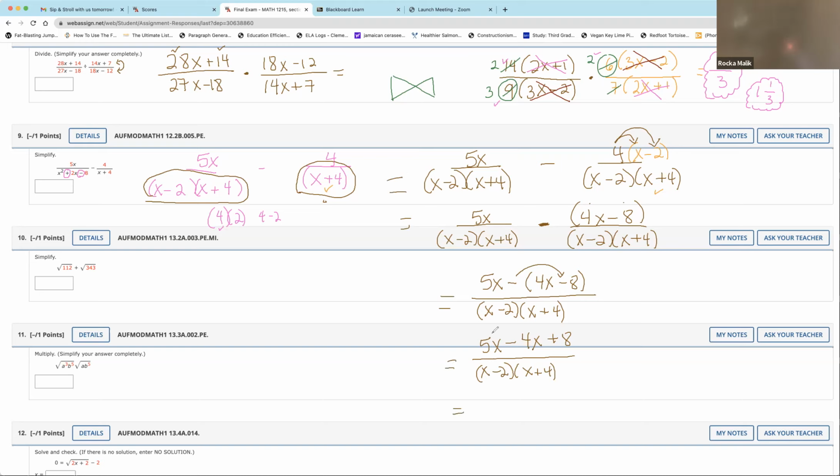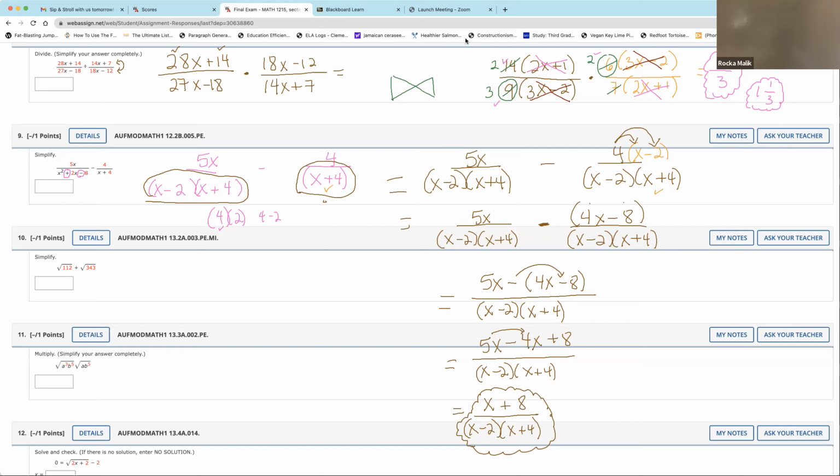Okay, so now 5x minus 4x is just x plus 8. I'm simplifying every step over x minus 2, x plus 4. This takes a lot of paper or space.